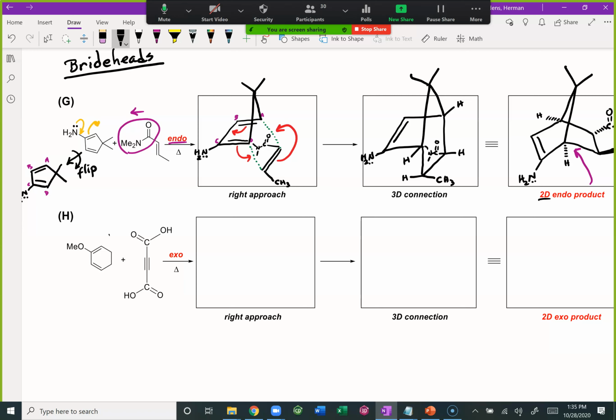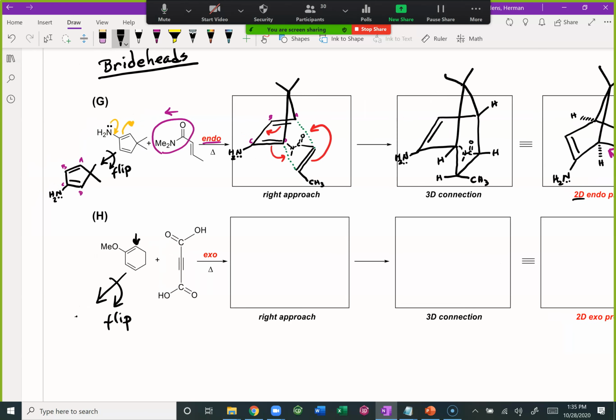All right, here. Do we have to flip this group? Yes, to make this my most electron-rich carbon. So I'm going to flip it. And so I will start off with that. So I'm going to go here.